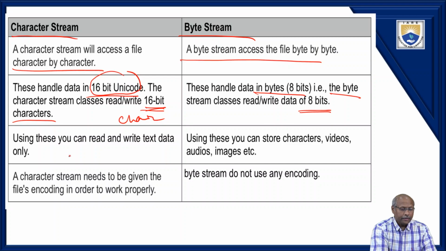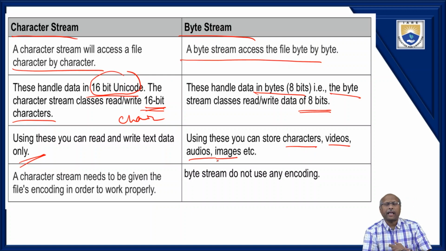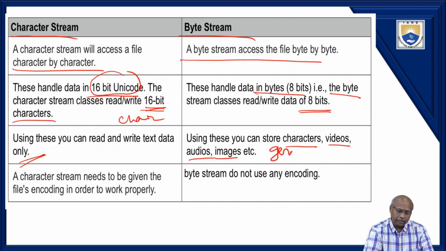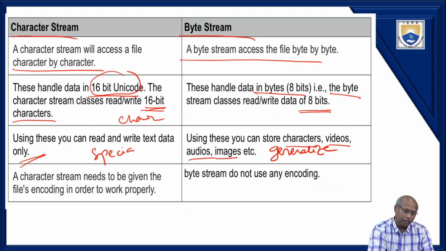Similarly, using character stream you can read and write text data only. Whereas using byte stream you can store characters, videos, audios, images. So byte stream is, I can say, generalized, whereas this is specialized. Using byte stream you can do anything, whereas using character stream you can write only text files.